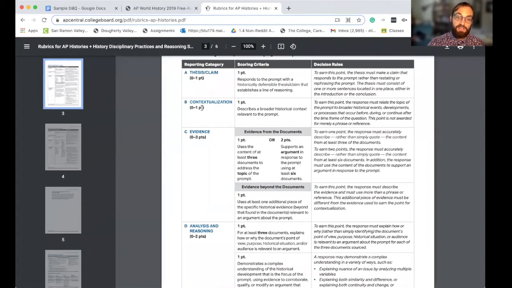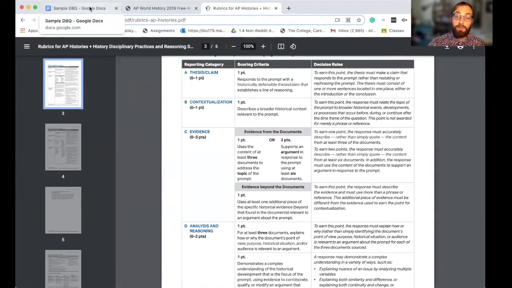Now we need to write a context statement. This may be the slightly more difficult one for everybody, but it's actually not that difficult because, again, we don't have to look at any of the documents. We just have to look at the prompt. Describe a broader historical context relevant to the prompt. And the decision rules indicate the response must relate to the topic of the prompt, to broader historical events, developments, and processes that occur before, during, and after the time frame. Okay, so it can't just be a phrase or a reference. So we are going to have to write a couple sentences that connect.